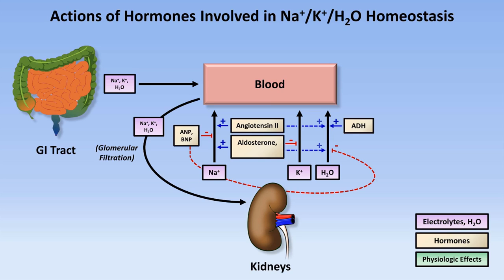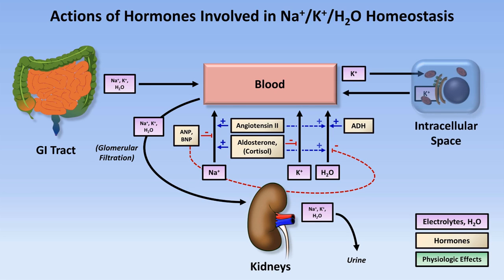Although not relevant at physiologic levels, when pathologically elevated, cortisol can lead to identical effects as aldosterone. And any sodium, potassium, or water that is not reabsorbed gets eliminated in the urine. In addition to hormone action in the kidneys, some other hormones can specifically impact potassium shifts between the blood and intracellular space. Specifically, insulin and catecholamines like epinephrine drive potassium from the extracellular space like blood to the intracellular space.